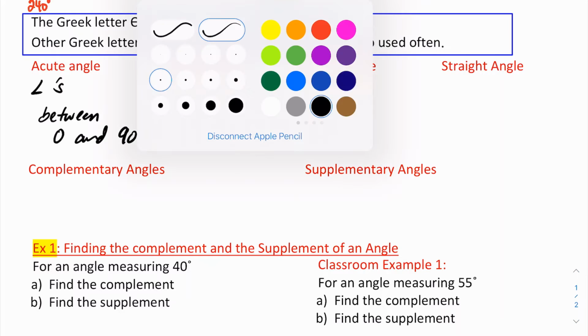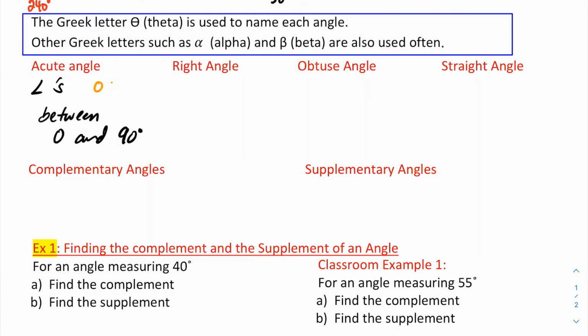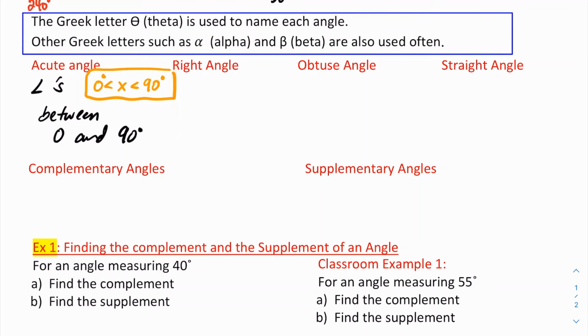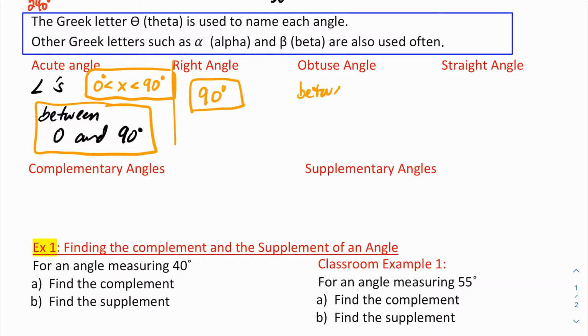If you want to write that out mathematically, it would look like this. The angle would be between 0 and 90 degrees. And you would not use an equal sign down here because you can't have it be equal to 0 or 90. Okay, so for a right angle, it's exactly 90 degrees. For an obtuse angle, and hopefully maybe you can remember some of these, it's between 90 and 180 degrees.